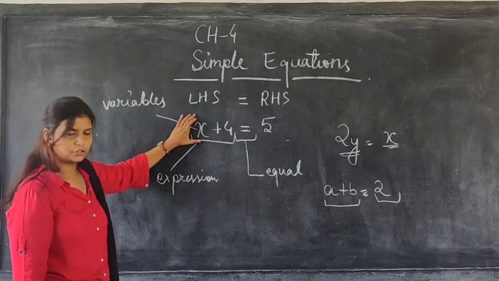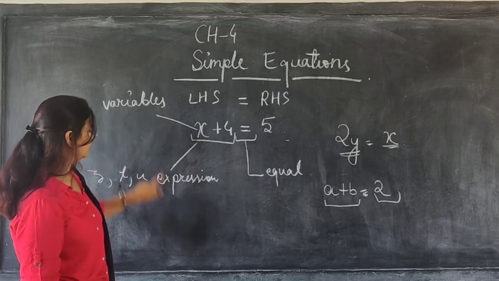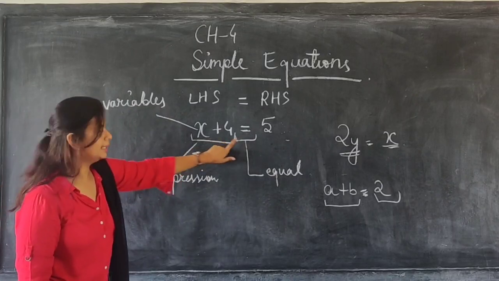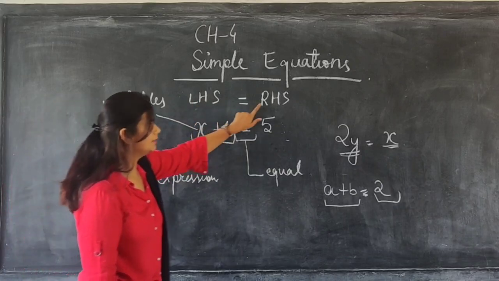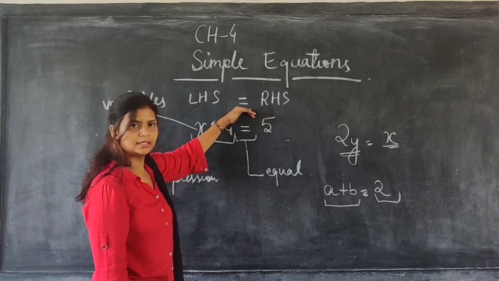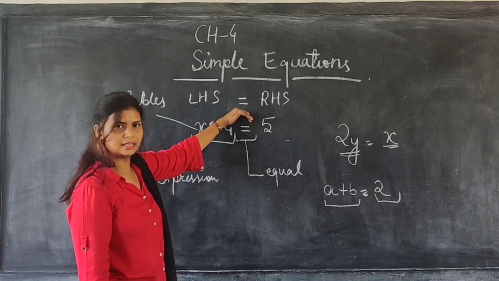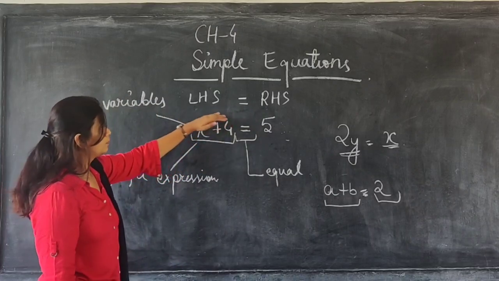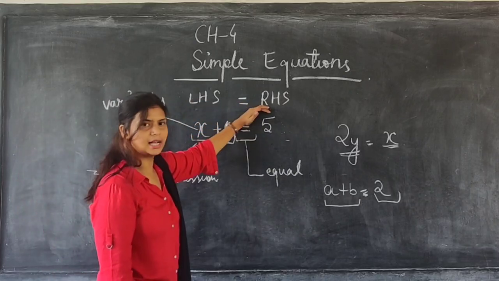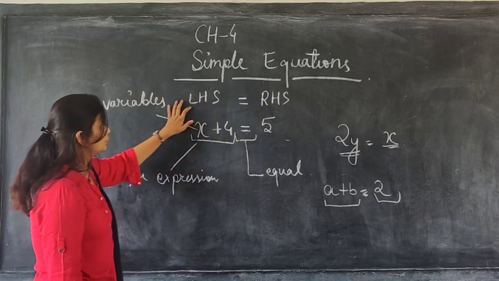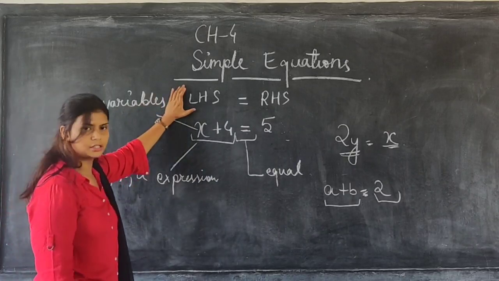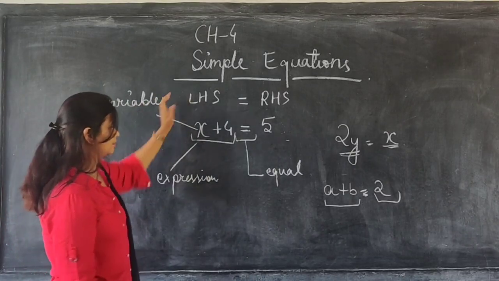So in an equation, there is a variable, there is an expression, there is one equals to sign, a left hand side and right hand side, and both the sides should be equal. Equal means balance. Yes, equal means same. So if you are putting this equals to sign, it means that both your sides are equal. This is called the equation.